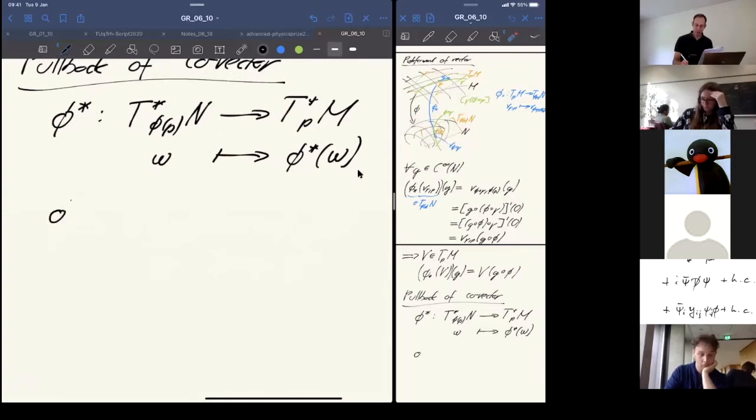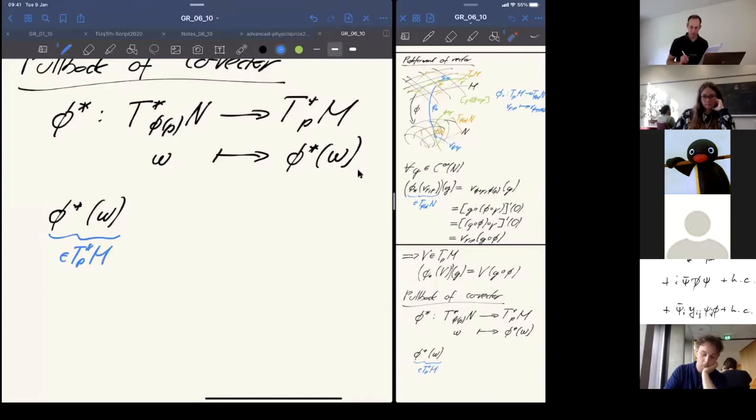Now I need to tell you what is phi star omega. To say what that is, I need to remember how I can make statements about covectors. As we have seen, this is an element of the covector space, and the covector acts on a vector by definition. So it's a good idea to let it act on an arbitrary vector V.